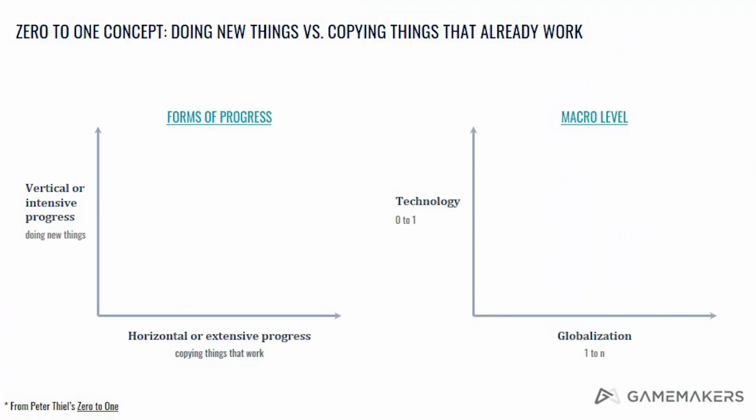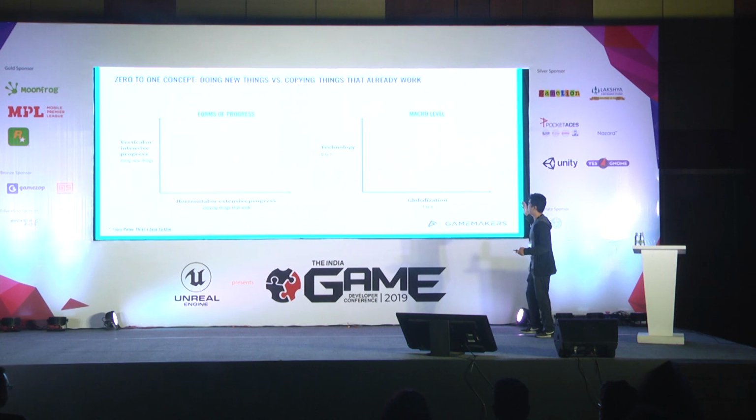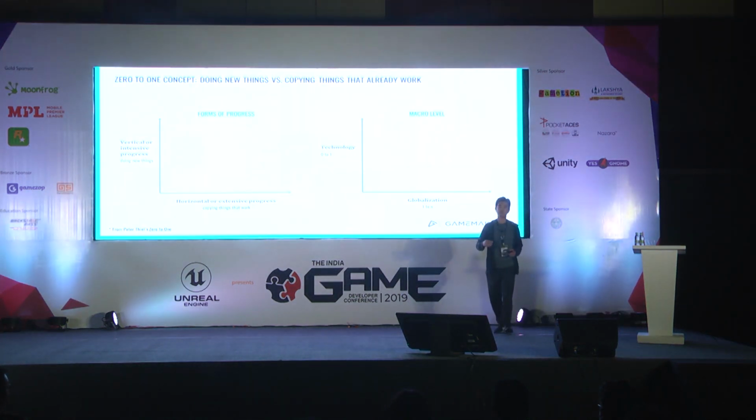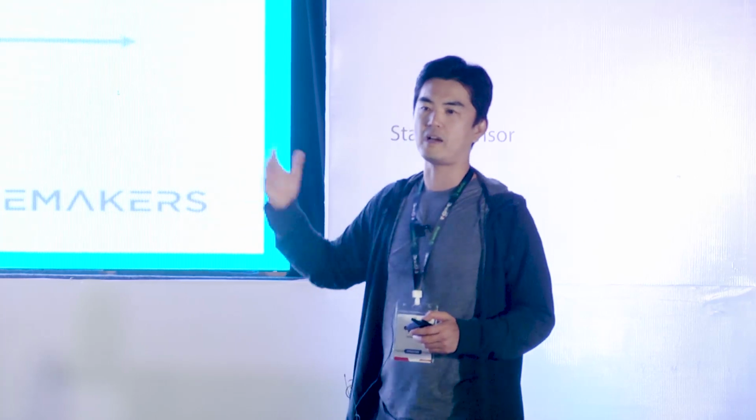Okay, so Peter Thiel actually describes this concept graphically in terms of forms of progress. And so horizontal or extensive progress is about copying things that work. And on the y-axis, vertical or intensive progress is about doing new things. And from a macro level, we can think about technology in terms of 0 to 1. 0 to 1 is about a new technology, discovering something new. Whereas 1 to n is about taking that technology and optimizing it, scaling it, taking it from region to region, about the globalization of that technology.